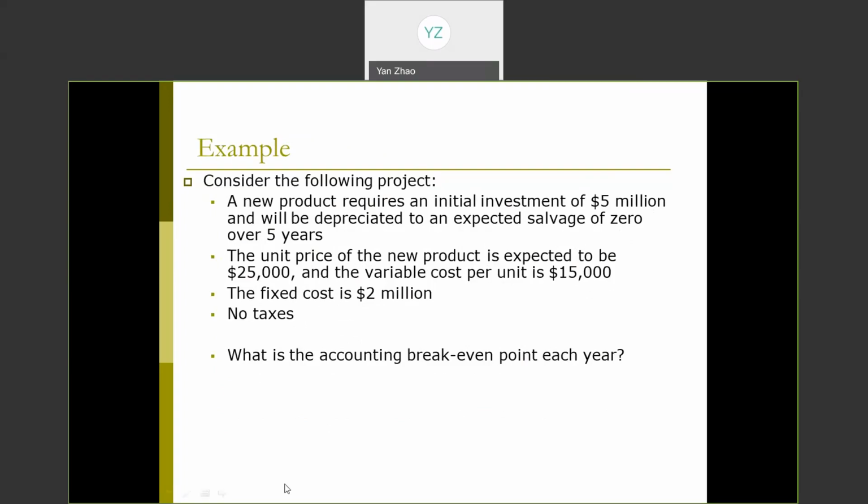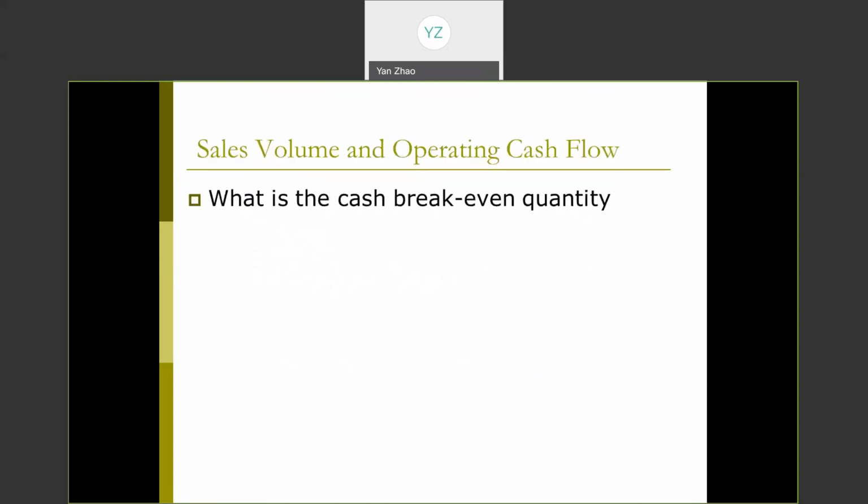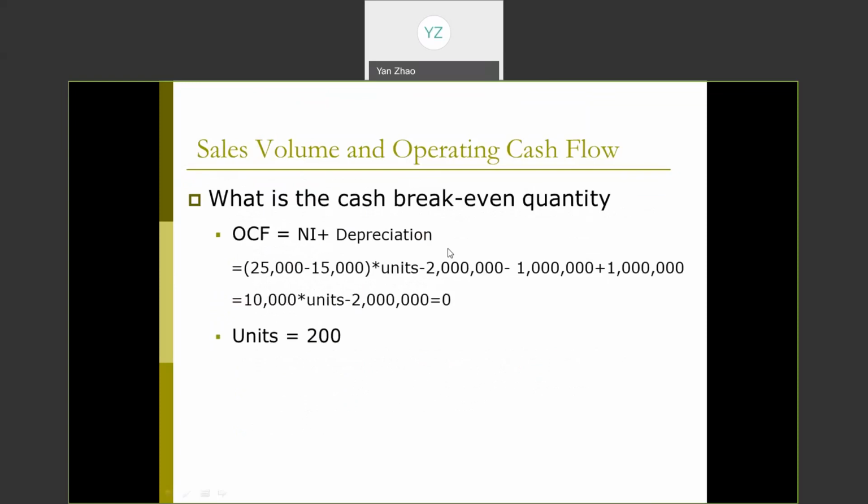What is the accounting break-even point each year? So here you need to calculate the net income and set the net income to 0. You solve the problem independently and then check. What is the cash break-even quantity? So here we need to calculate the cash flow from operations and then set that to 0. Check.